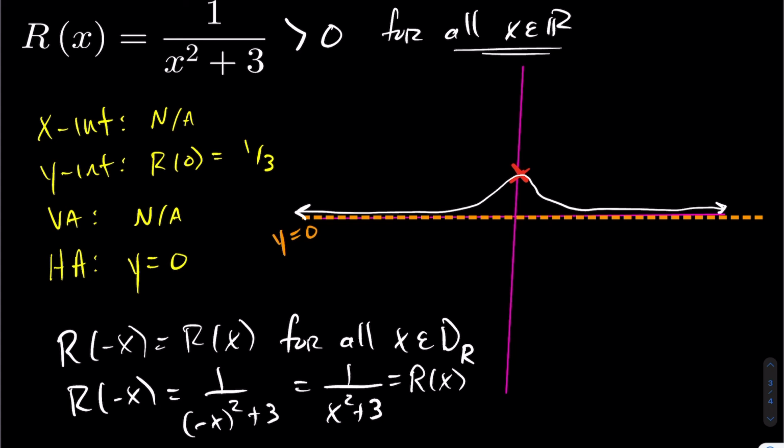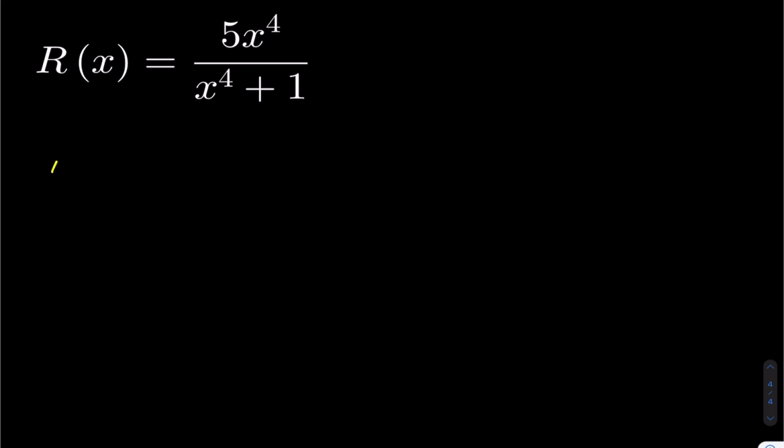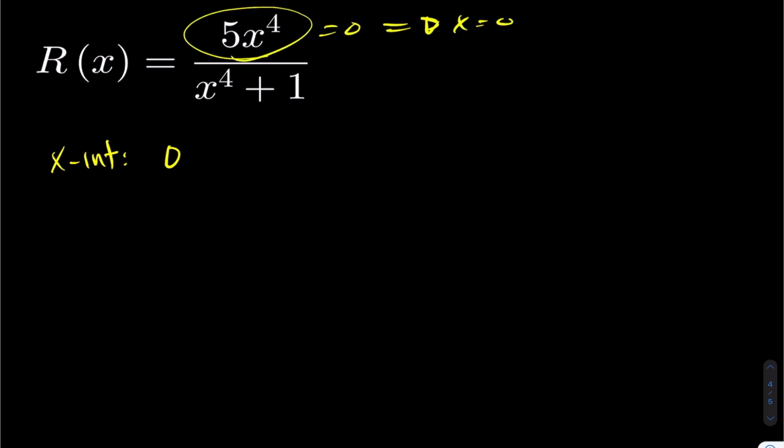All right, let's take a look at another graph. We want to go ahead and find all the characteristics of our rational function. So x-intercept, this time we do have an x-intercept. The top is going to be 0 when x is 0. So we have an x-intercept at 0, and because of that, we have a y-intercept at 0. Vertical asymptote, we do not have any vertical asymptotes. Once again, x to the power 4 plus 1 will never be 0.